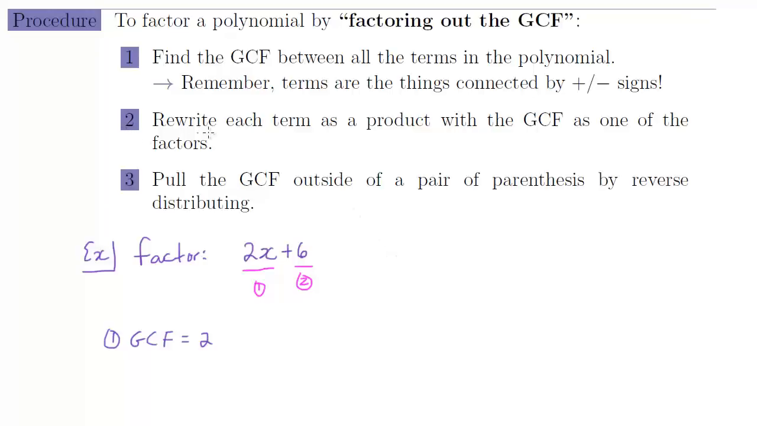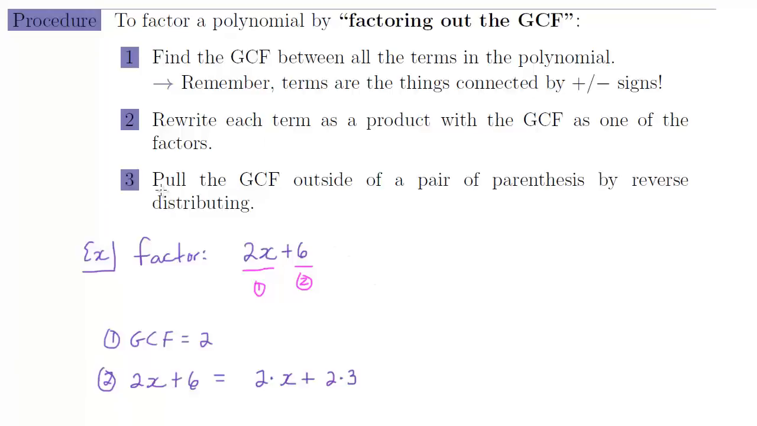Step 2, rewrite each term as a product with the GCF as one of the factors. So step 2 says I'm going to take my original polynomial and rewrite each term with the GCF as one of the factors. So 2x I can think of as 2 times x, that's what 2x means. And then I have to rewrite 6 with a 2 in it, so I'd have to rewrite the 6 as 2 times 3.